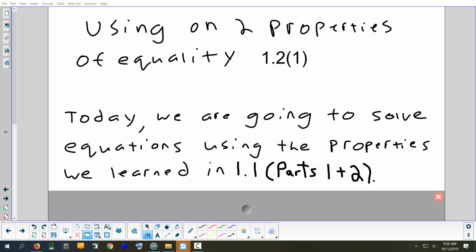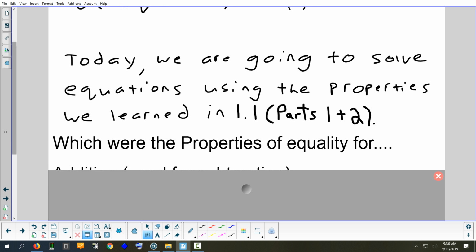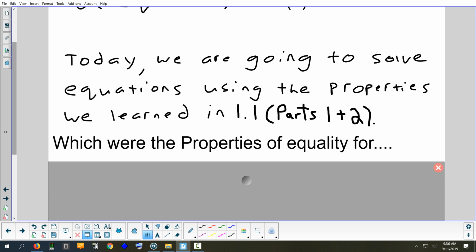We're just reading that. You don't have to write that down. We learned 4 properties in the first section. Can somebody name one of the properties that we learned? Once you get the first one, they're pretty much all the same. You just change one word. Addition. The addition property. You can add on both sides. Yep, so the addition property of equality. That's the first one, which says you can add the same number to both sides.